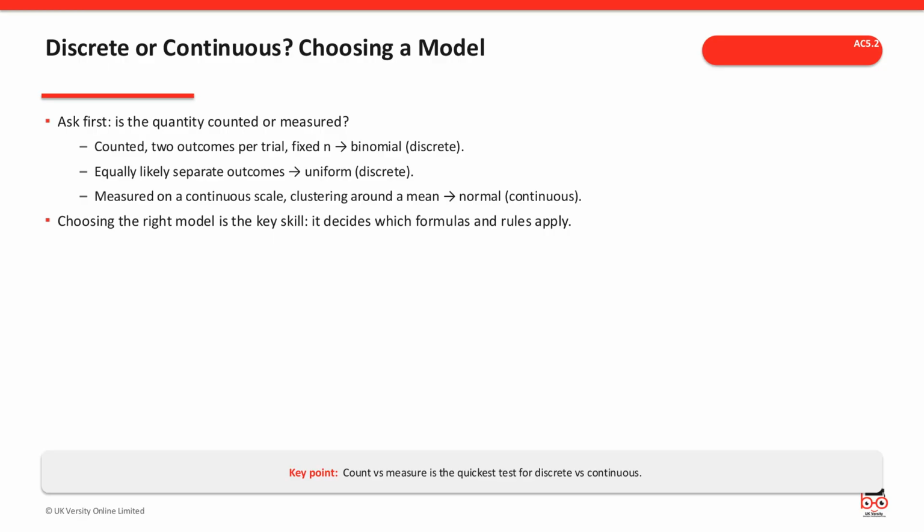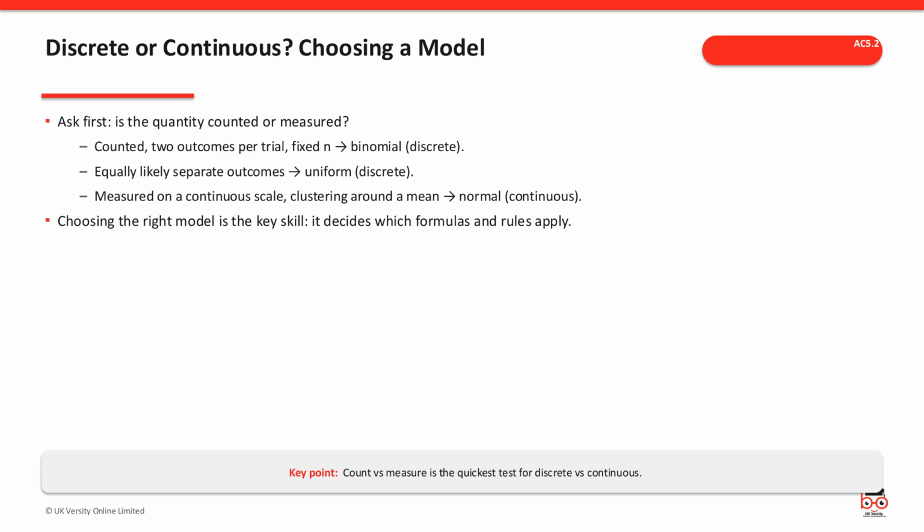So how do you pick the right model? Start with one question. Is the quantity counted or measured? If it's counted, with 2 outcomes per trial and a fixed number of trials, that's binomial and discrete. If it's a set of equally likely separate outcomes, that's uniform, also discrete. And if it's measured on a continuous scale, clustering around a mean, that's normal and continuous. Choosing correctly is the key skill, because it decides which formulas and rules you're allowed to use. Count versus measure is your quickest test for discrete versus continuous.